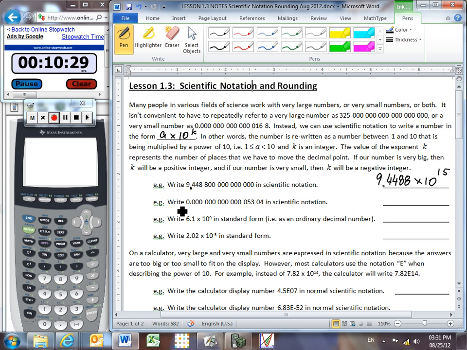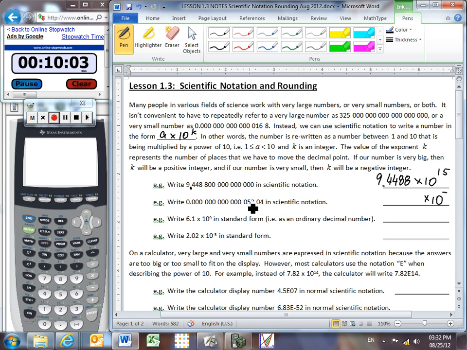Let's do the next example. Now we have a really small number, and so we know that we're going to be multiplying by 10 to a negative power. Let's see what that negative power is. I'm going to look at my number from left to right and stop when I find my first non-zero number. My first non-zero digit is right here, the 5. And so right after that 5 is going to be the location of my decimal point.